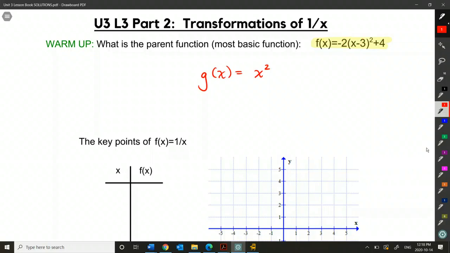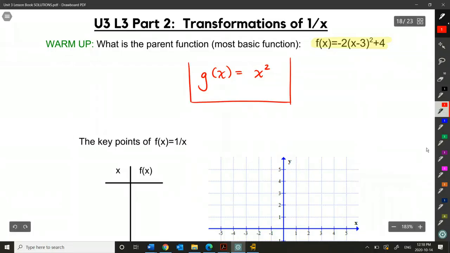So if we removed the transformations here, that should show us what the parent function actually is. Now if I saw a square root here, I would know that the parent function is root x. So just looking through the equation and seeing what's the operation that this function is doing. Great.